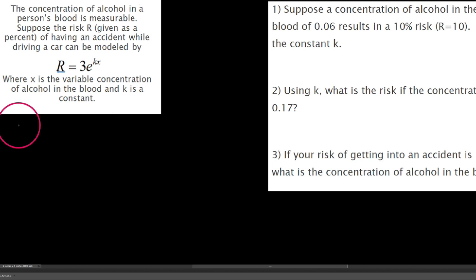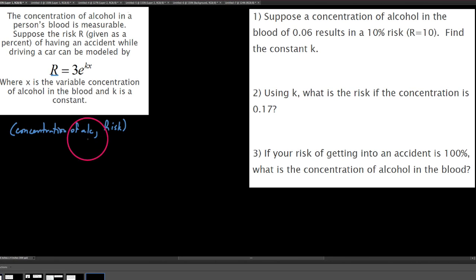So the first thing I want to do is note that the concentration of alcohol in the blood is our X value, and the Y value is the amount of risk that you pose, in terms of the number of times out of 100 you'll drive and get into an accident based upon that concentration of alcohol. So let's take a look at this first situation. Suppose the concentration of alcohol in the blood is 0.06, which results in a 10% risk, or R equals 10. Find the constant K.